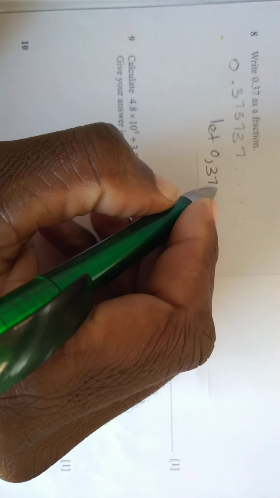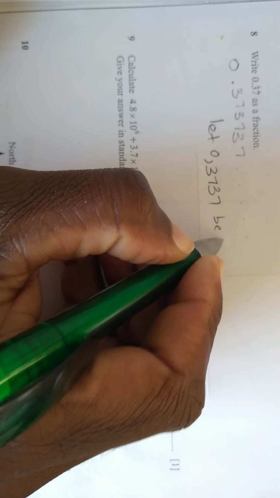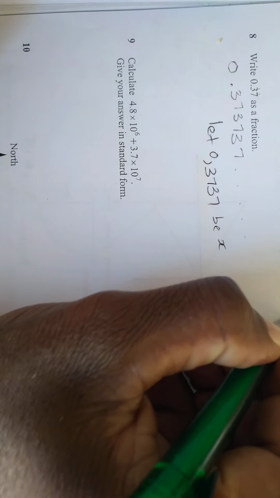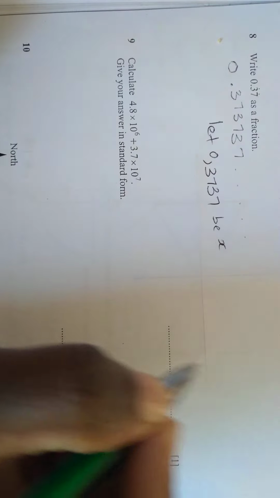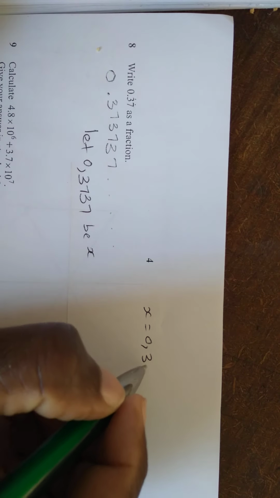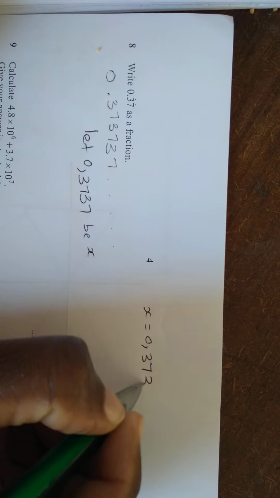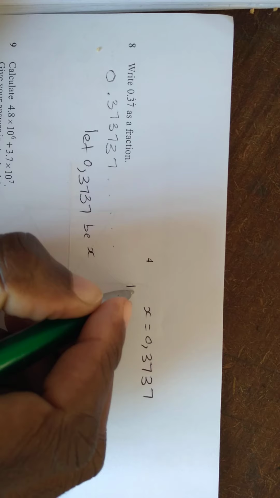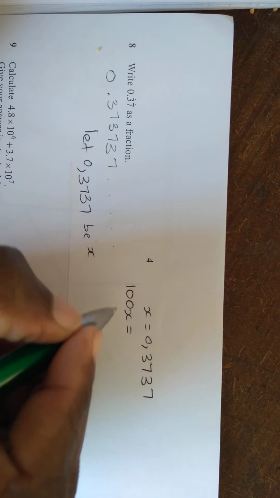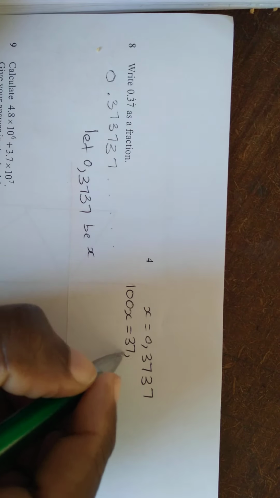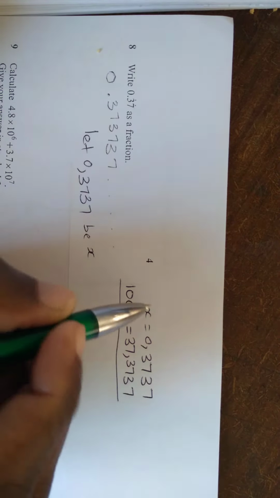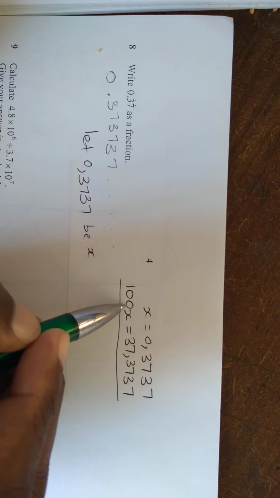0.37 recurring be x, and then we know that x is 0.3737. Let me just write to 4 decimal places. And then what about 100x? 100x will be 37.3737. Right, so here you have got x, you have 100x.